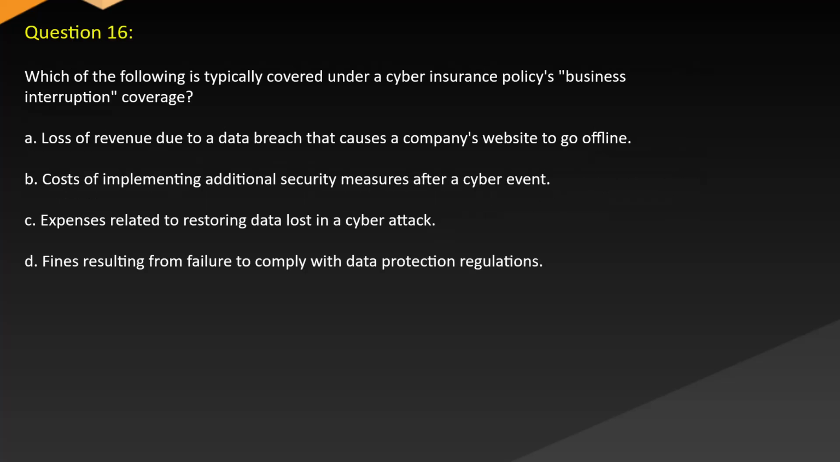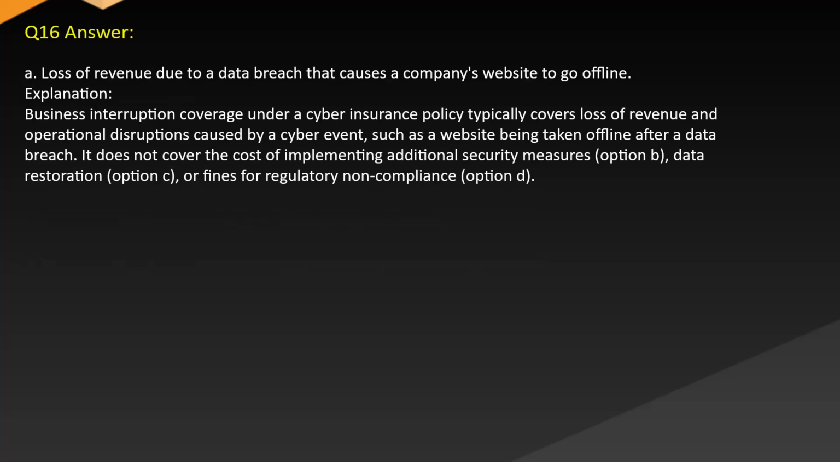Question 16. Which of the following is typically covered under cyber insurance policies of business interruption coverage? A. Loss of revenue due to a data breach that causes a company's website to go offline. B. Costs of implementing additional security measures after a cyber event. C. Expenses related to restoring data lost in a cyber attack. D. Fines resulting from failure to comply with data protection regulations. Answer A. Loss of revenue due to a data breach that causes a company's website to go offline.